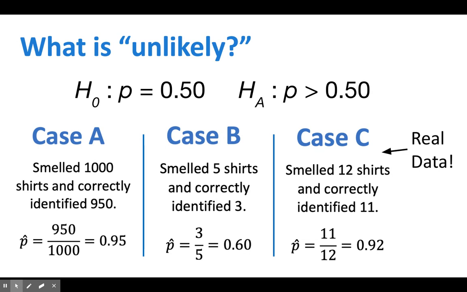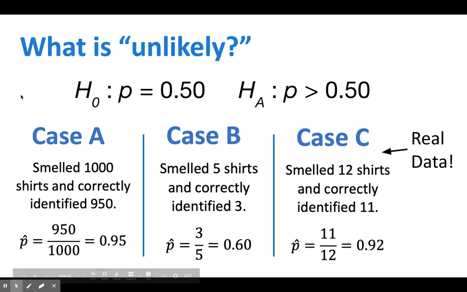So again, this is where I'm going to talk about p-values and alpha levels, because statistically, what does it mean to be unlikely? We have a lot of different things that happened here. For our real data, p-hat was 11 out of 12, 92%. What if she had only smelled 5 shirts and correctly identified 3? Then p-hat would be 0.6. What if she smelled 1,000 shirts and correctly identified 950? Then p-hat would be 0.95.